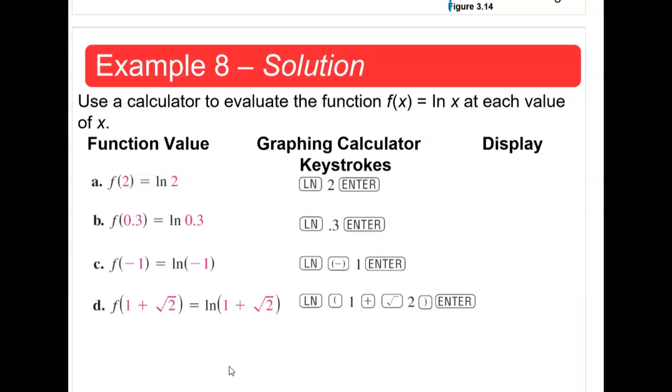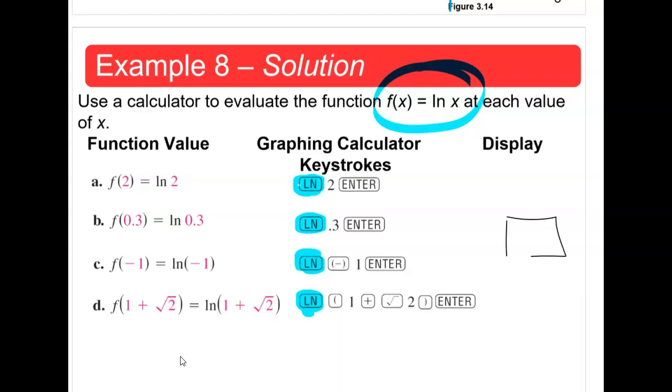So the slide that we have here with example 8 is just about how to substitute values into a logarithmic expression, in this case natural log. So make sure you identify that key, and if it is the primary key, make sure you don't use the second function. And I think that is the case with the TI-84. The primary key is natural log, and then you see with a different color e to the x. So don't use the second function if that's the case.